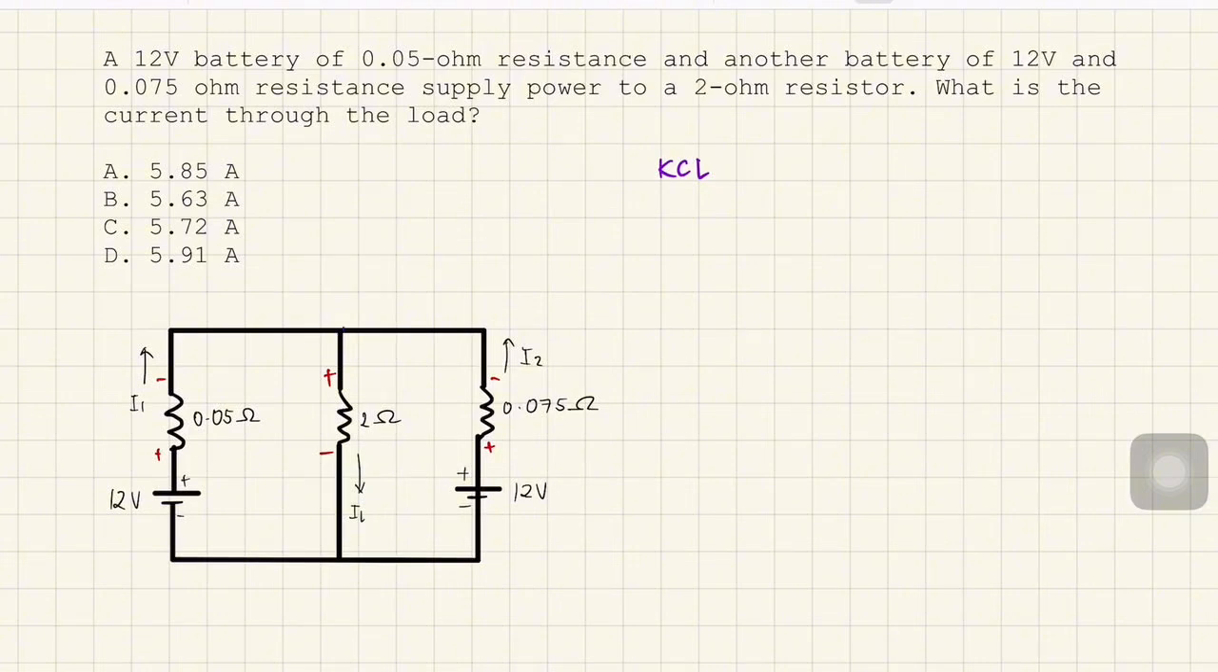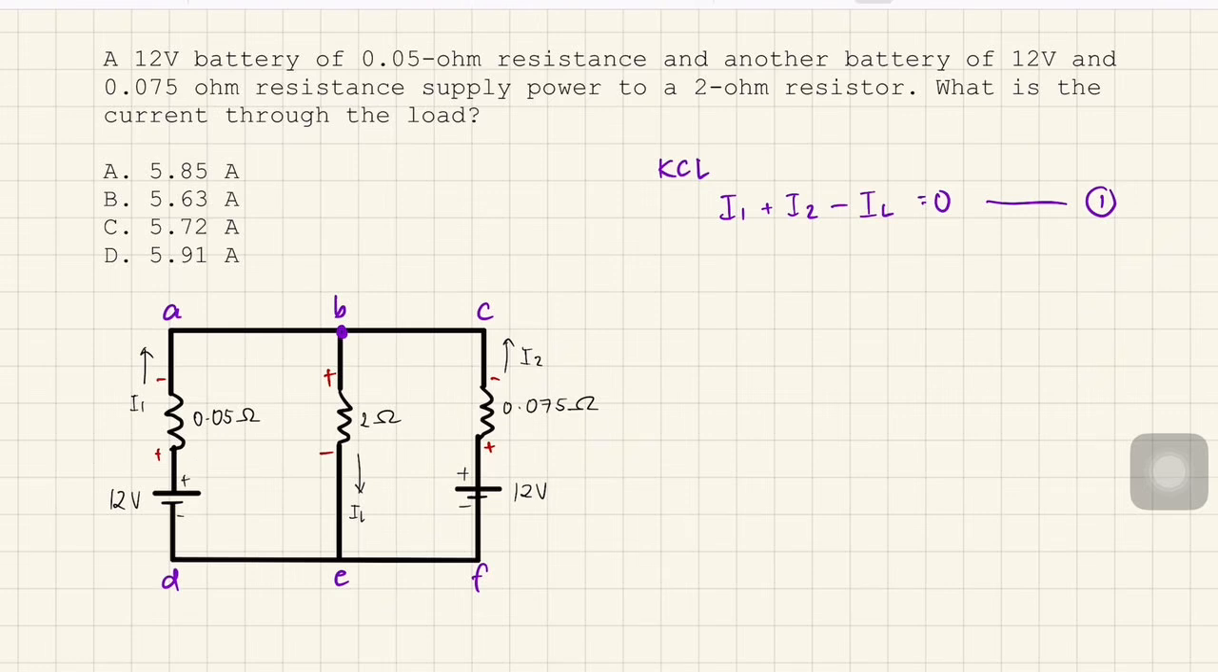So looking at this node here, let's label them first: A, B, C, D, E, F. So for the node B, the current flowing in are I1 and I2, and the current flowing out is IL. So we're gonna write it as I1 plus I2 minus IL equal to 0. So this is now our first equation.